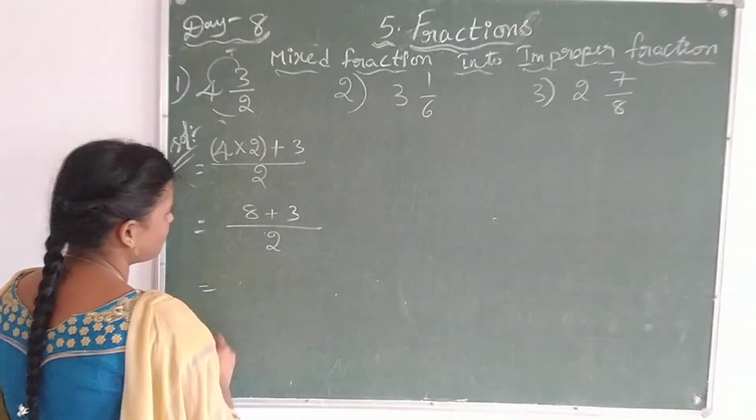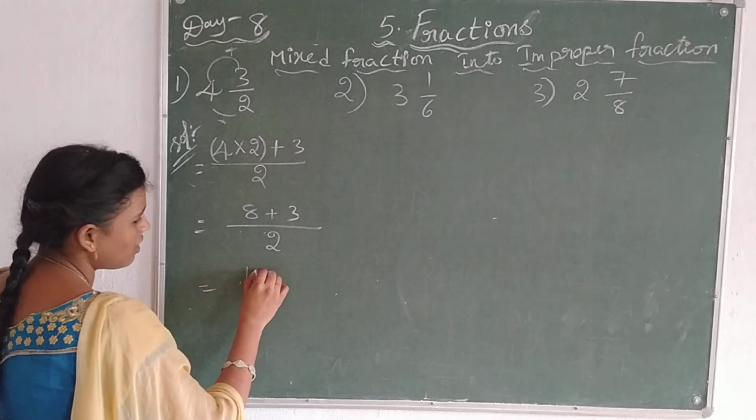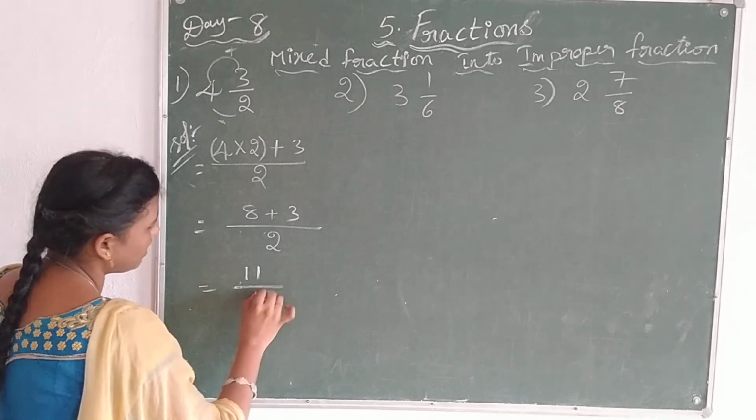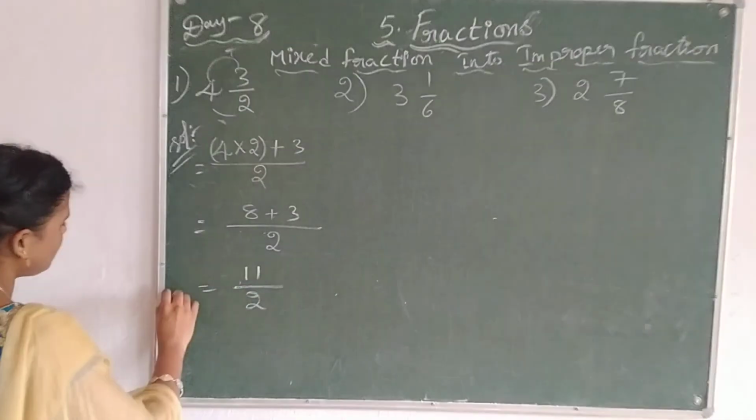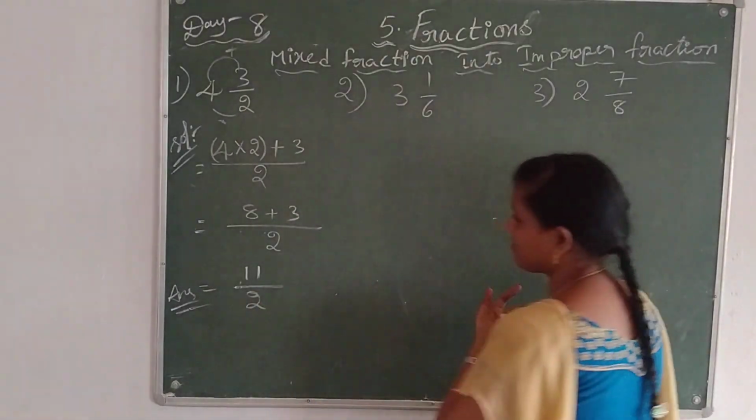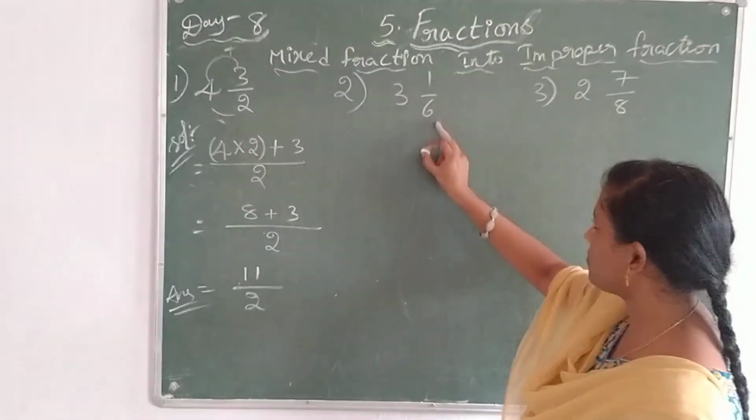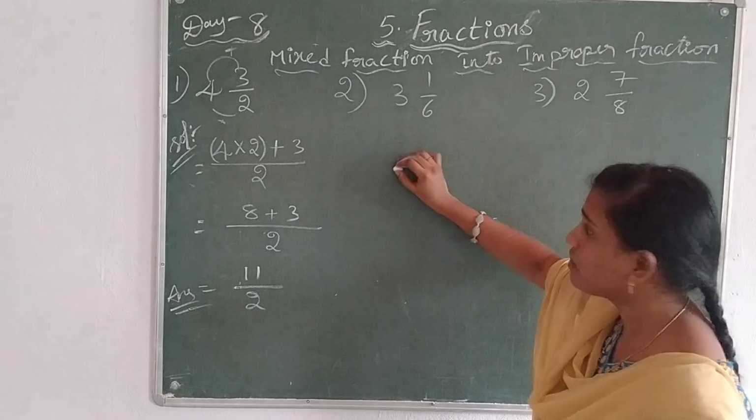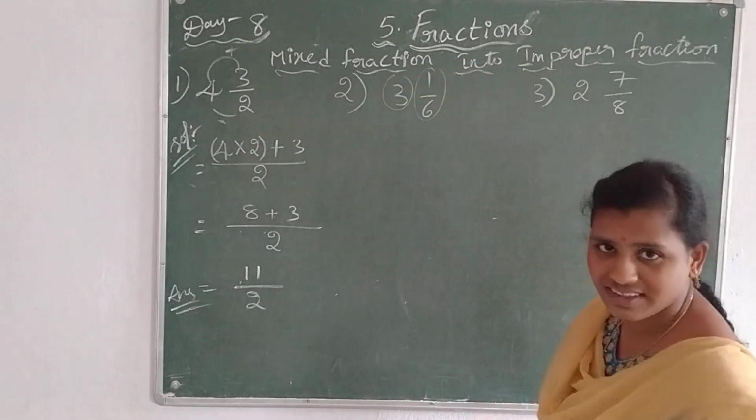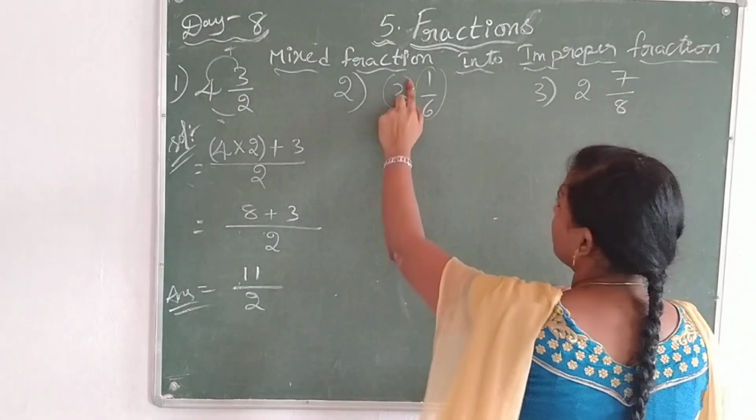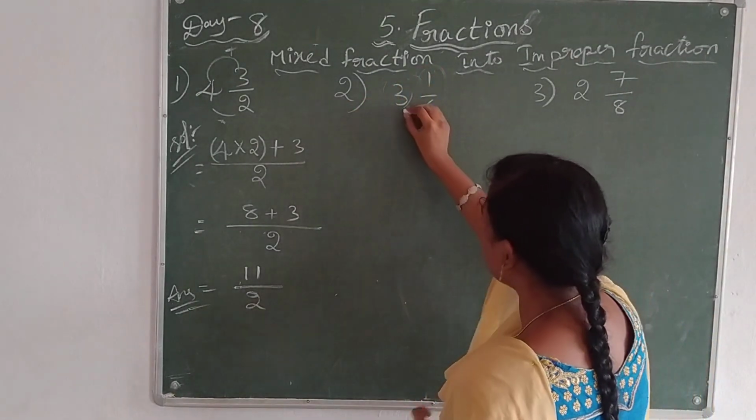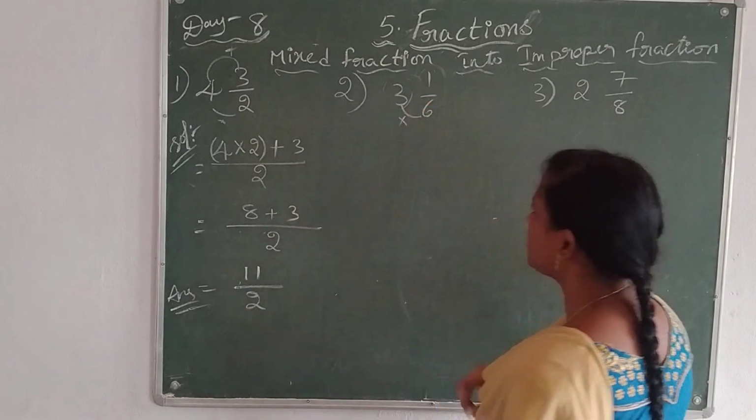Let's add these two numbers. 8 plus 3 is how much? 11 by 2. This is the answer. Okay, let's see this number, 3 1 by 6. How to read the number? First read the whole number, then read the fraction. Okay, first multiply the whole number into the denominator.